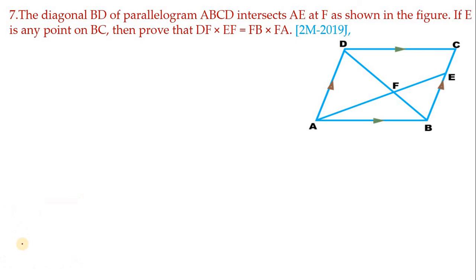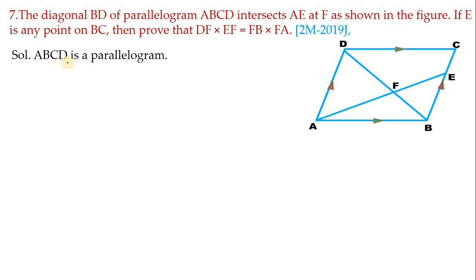Carefully observe what you want to prove. DF, where is DF? DF is here. And EF, EF is here. Next FB, FB is here. And FA, FA is here. See, all these parts that you want to prove belong to two triangles: triangle ADF and triangle EFB. Hence, first show that those two triangles are similar.